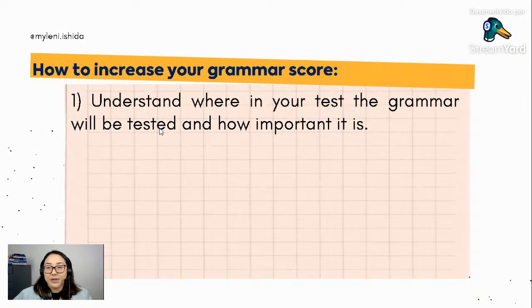So I decided to separate this class in 5 steps to help you to increase your grammar score. I'll be waiting for your answers in the chat here on YouTube. But let's see the 5 steps. The first step is to increase your grammar score, you need to understand where in your test the grammar will be tested and how important it is.